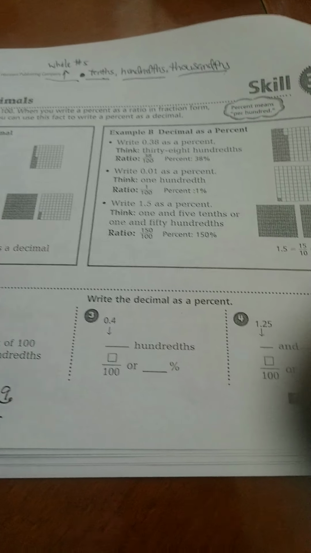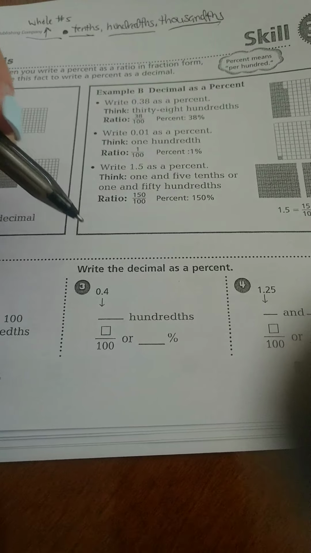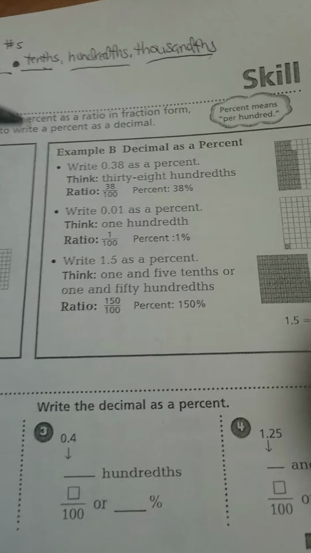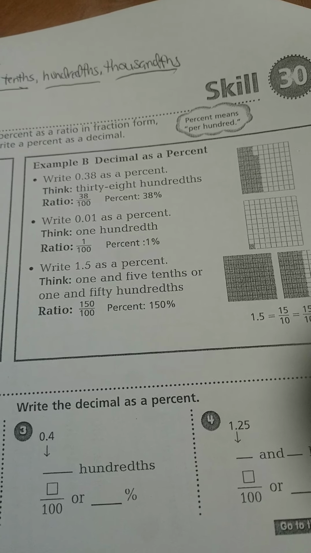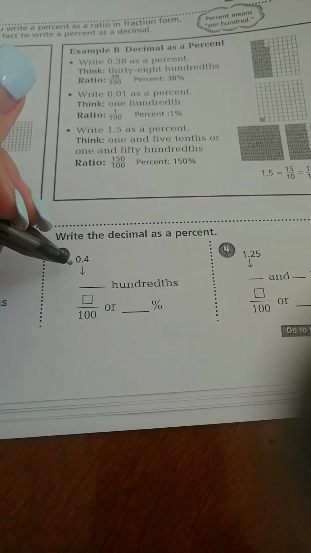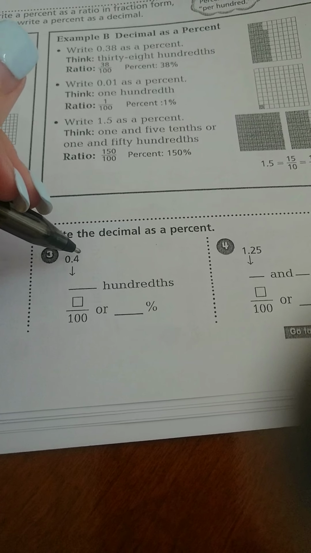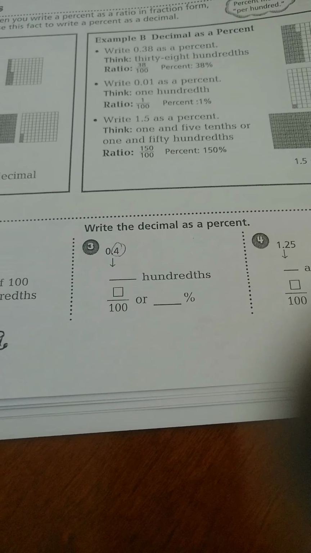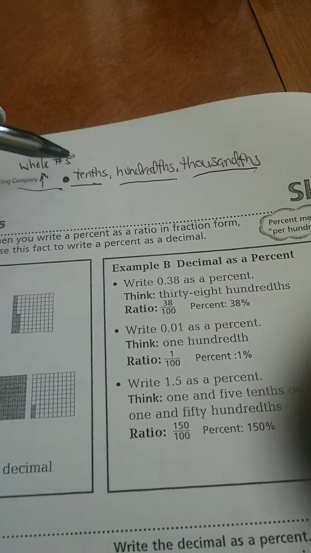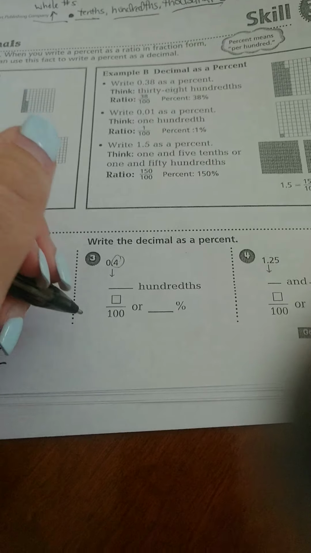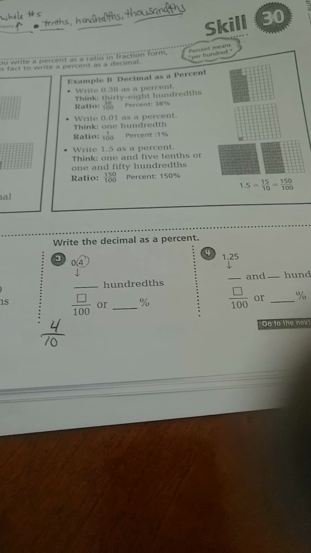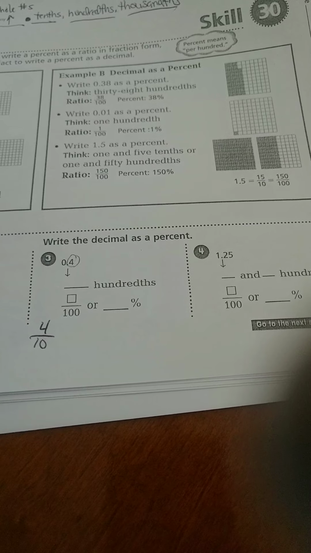And then for number 3, it says write the decimal as a percent. So now we're just working backwards. Here, they show you decimal as a percent. They walk you through the steps here. So we want to take a look, what place value is that in? Again, if we look up here, the number right after decimal, it's in the tenths. So right now, I have 4 over 10, but I want to make it into the hundredths.